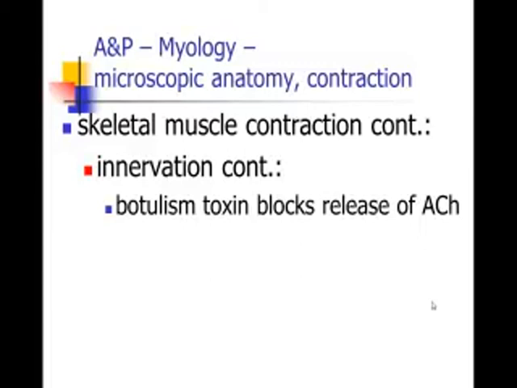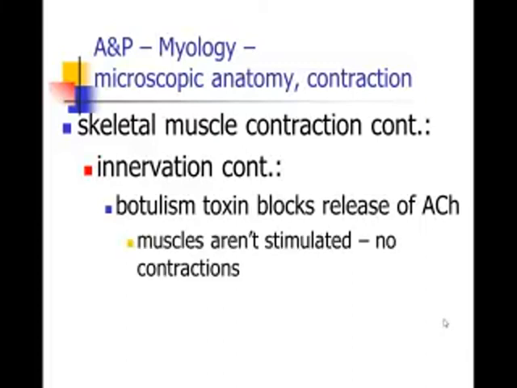Now, some of you have probably heard of botulism. Botulism produces a toxin, and that toxin prevents the acetylcholine from being released. So if the acetylcholine can't be released into the synaptic cleft, it's not going to diffuse to the muscle cell. The muscle cell will not have any contractions. The muscle cell will stay relaxed.